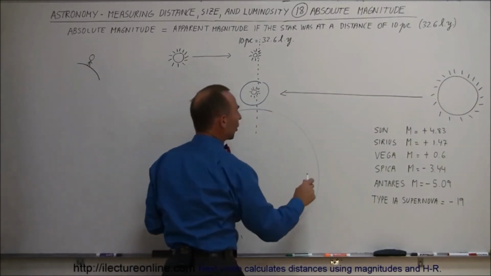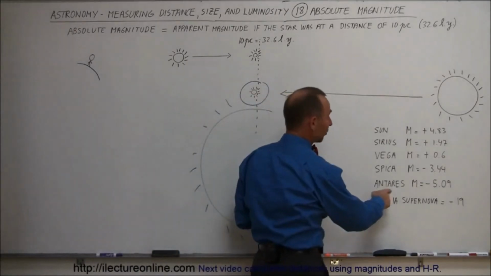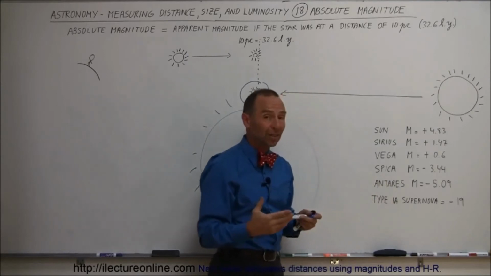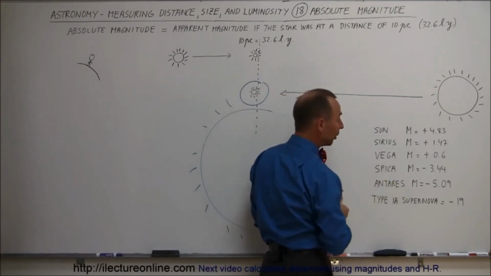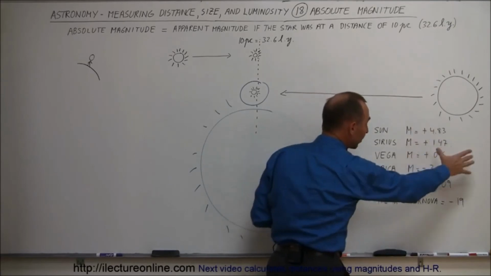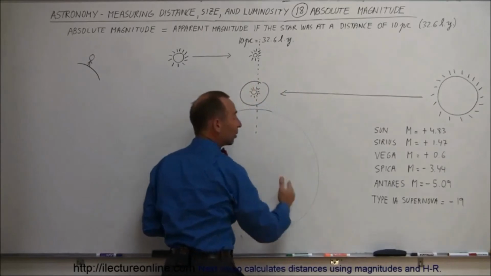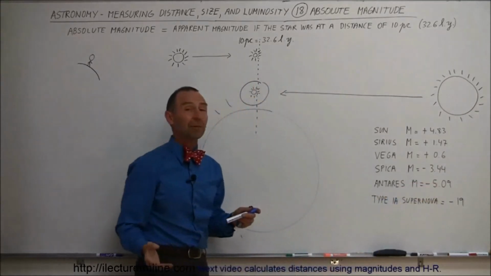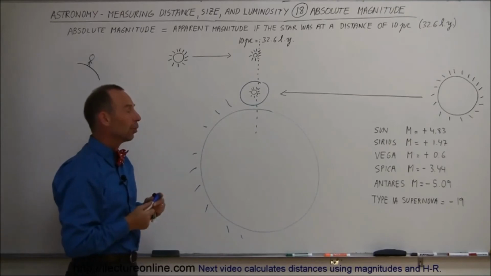And so there are some stars that are like that. For example, notice the star Antares. Antares is quite far away. It's still a fairly bright star in the sky. It's the brightest star in the constellation Scorpio. But notice, if we were to take the star and move it closer to us to a distance of 10 parsecs, it would have a magnitude of -5. It would look brighter than Venus in the sky. It would be absolutely enormous.